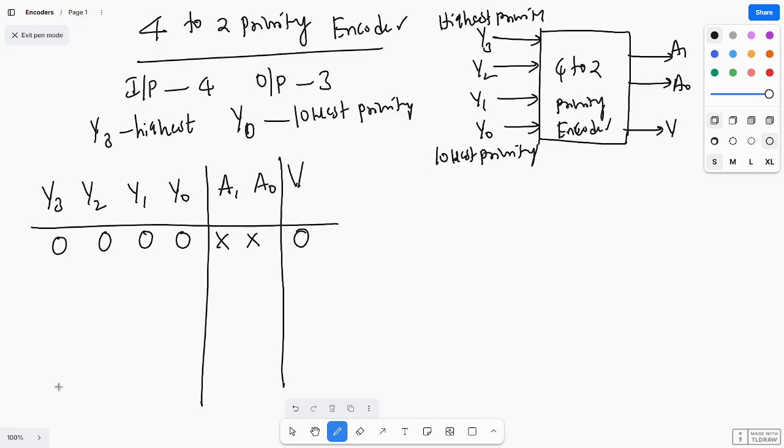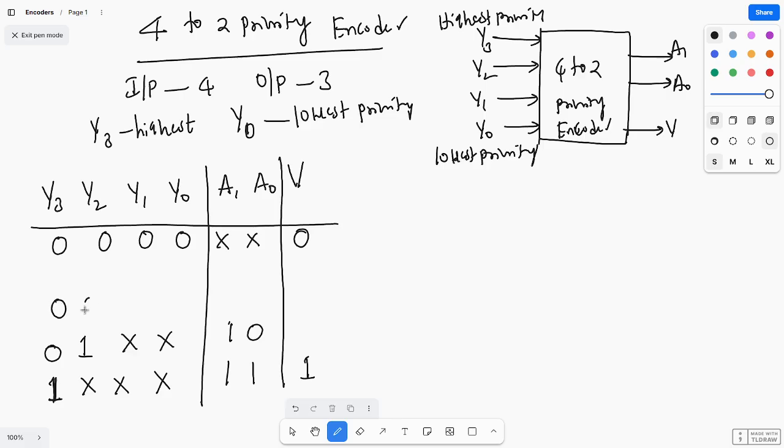Next, I will come from the highest level. Suppose y3 is having the highest priority, so y3 becomes 1. Whatever may be y2, y1 and y0, you will get 1 1. It is having valid output, so this is 1. Don't care means either it may be 0 or 1. So this is having the highest priority, and the output becomes 1 1. Next, if y3 is 0, and y2 becomes 1, the rest can be don't care, you are getting 1 0.